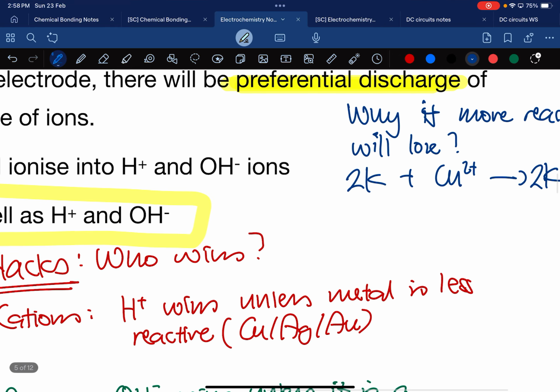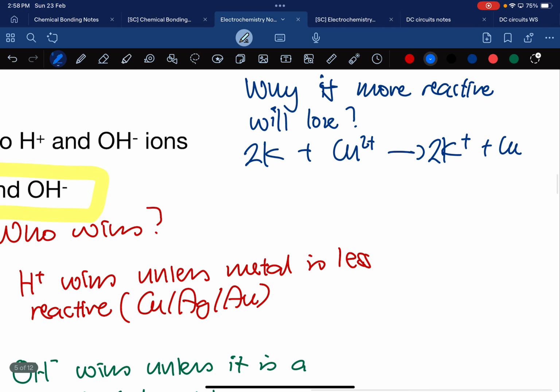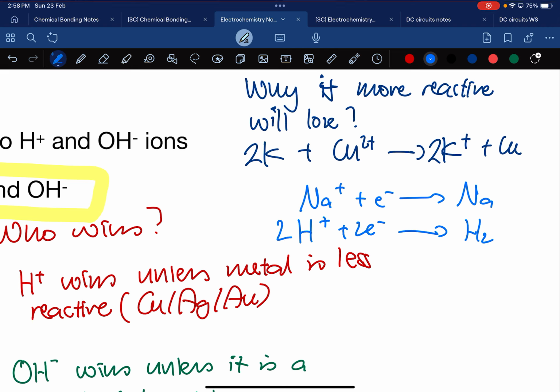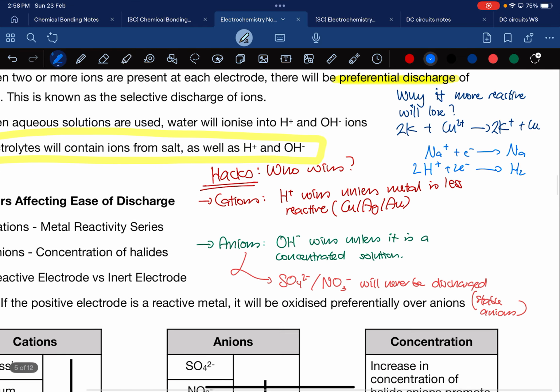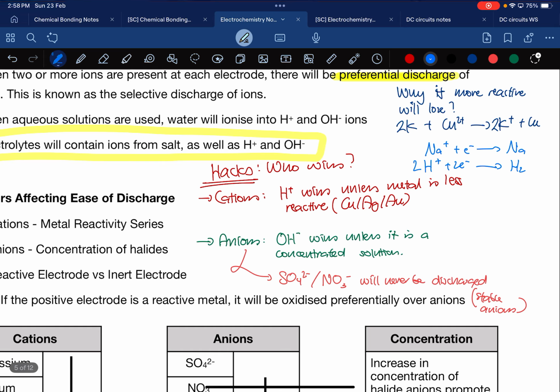Win means you get preferentially discharged. So, for example, the example we had just now was Na, right? So, will this happen or will this happen? Our answer is, this one happens, not him. Only after I completely run out of H plus, then he will have his turn. That's why we say preferentially discharged. I have both, but who will take priority? Hydrogen.